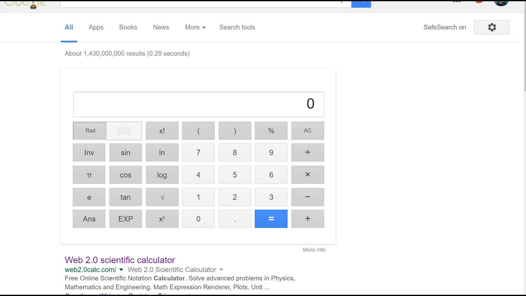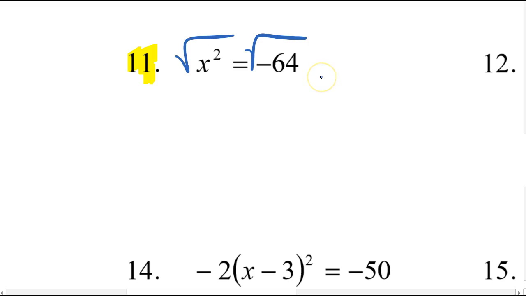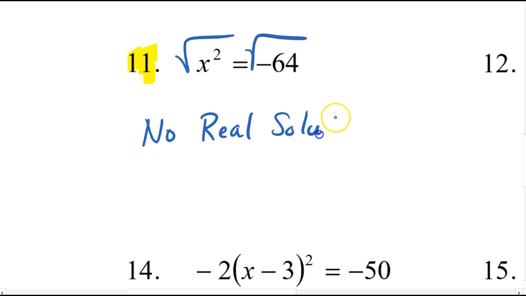Let's go back here. Use just the regular calculator and see what happens when I do square root of negative 64. It equals error. So most of you, when you put it in your calculator, it's going to say error. My scientific calculator says i, and that's because it's not a real solution. There is a solution, but it's not a real one, and we're not doing imaginary solutions. So what you would say is no real solution here.